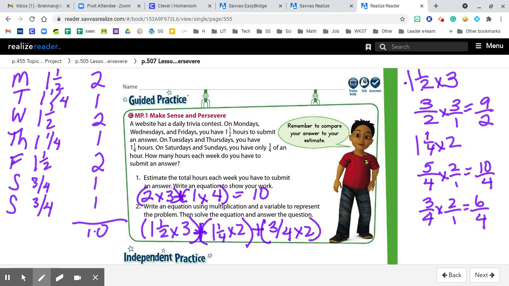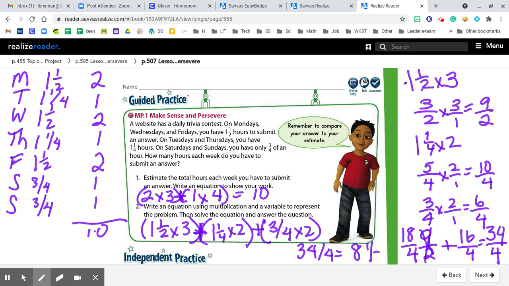Well, 10/4 and 6/4 I know are going to equal 16/4. So I can add 9 halves plus 16 fourths. And 9 halves can be written as 18 fourths. So when I add 18 fourths and 16 fourths, I get 34 fourths. So I'll wind up with 34 fourths, which equals 8 and 2 fourths, which is 8.5 altogether. There you go.